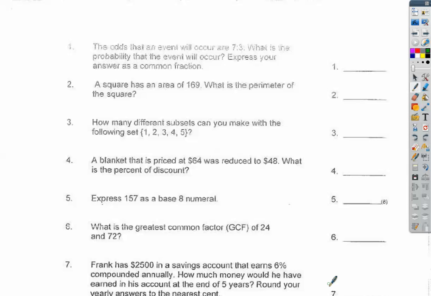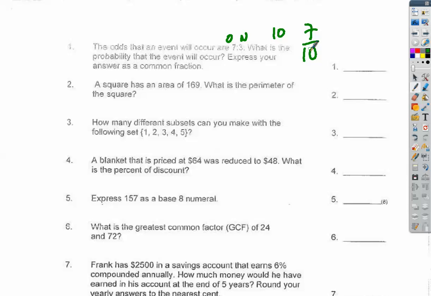So the 7 is occurring, the 3 is not occurring. So you add them together. So you have 10 chances of events happening. So we have 7 chances of it happening out of 10, so it's 7 out of 10. That's a common fraction.